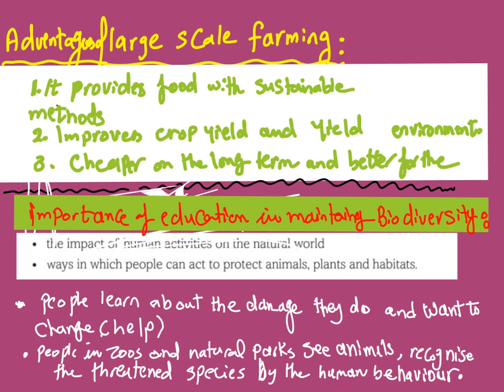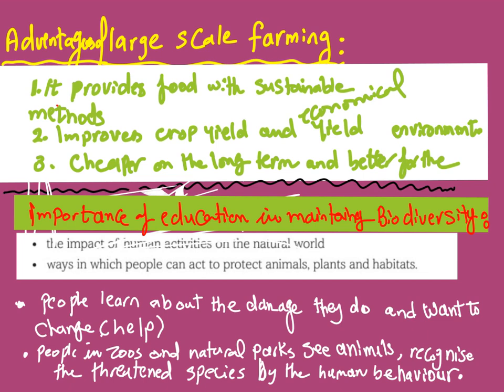Small-scale farming. What do you mean by small-scale farming? Small-scale farming is agriculture which aims to produce crops and livestock on a small piece of land without using advanced and extensive technology. What does it aim to do? It aims to provide food with sustainable methods. It improves crop yield and economic yield. It's cheaper in the long term and also better for the environment.